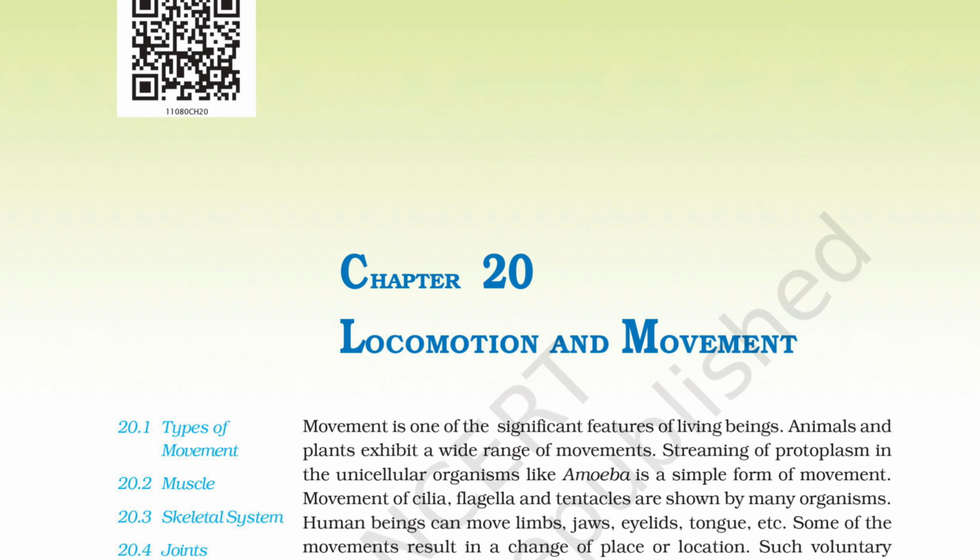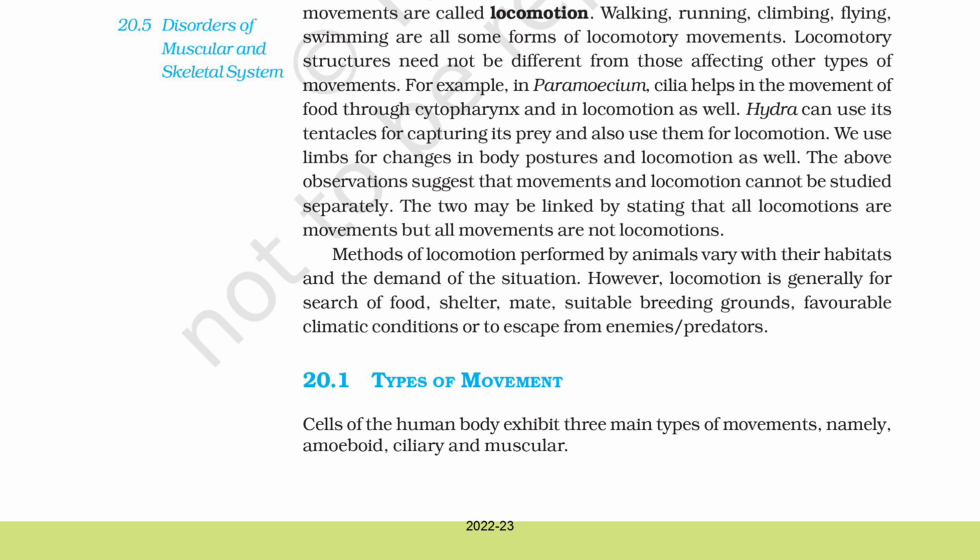Human beings can move limbs, jaws, eyelids, tongue, etc. Some of the movements result in a change of place or location. Such voluntary movements are called locomotion. Walking, running, climbing, flying, swimming are all some forms of locomotory movements.